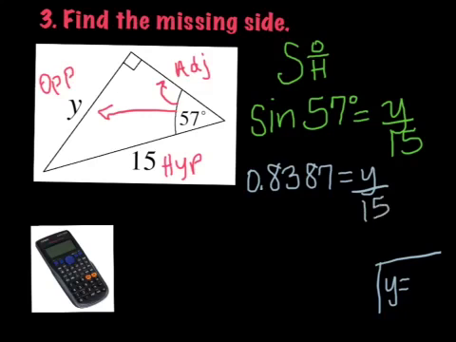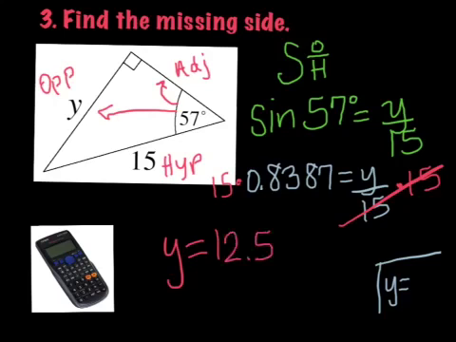Okay, to get y by itself, we need to multiply both sides of the equation by 15. So those cancel out. And I get y equals, I left that big long number in my calculator, so it's actually been rounded, but I'm going to go ahead and multiply by 15. And we get 12.58. That's the length of our missing side. So y is 12.58.